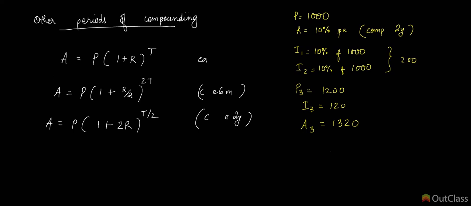If you directly plug these numbers into the formula, what you're going to get is 1000. 2R is going to be 2 into 0.1, so 0.2. 1 plus 0.2 is 1.2. What was the T? T was 3 years. If you plug this into the formula, you will be raising 1.2 to the power 1.5, and this would be absolutely wrong. This is what the formula tells you to do, but this is not how it works in reality.